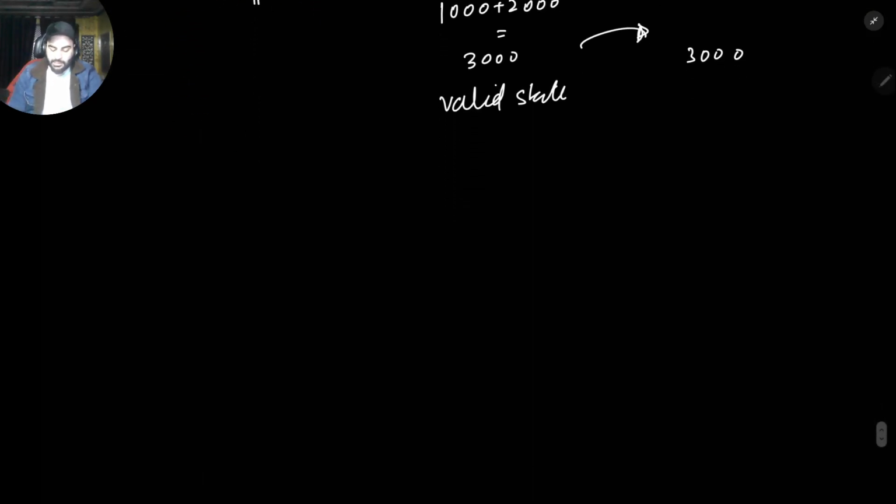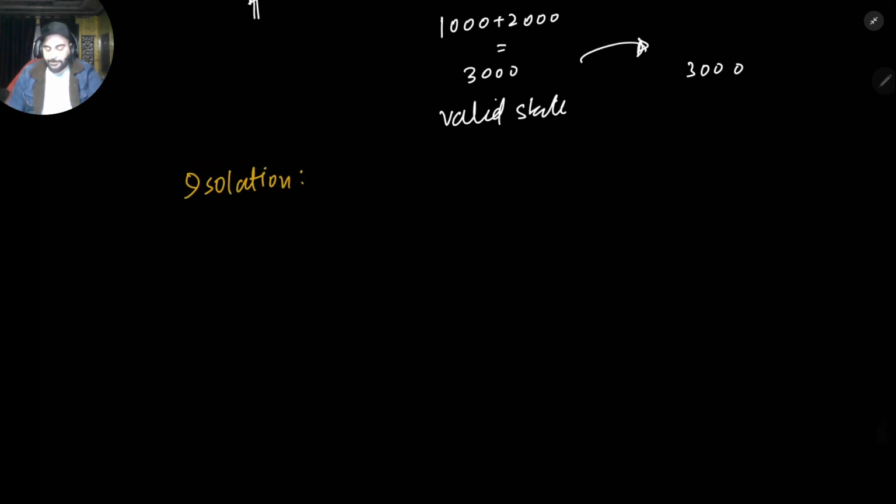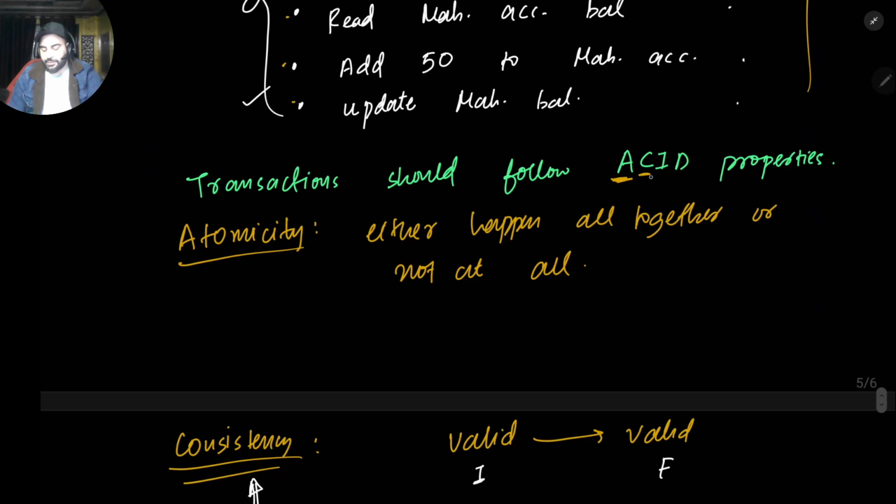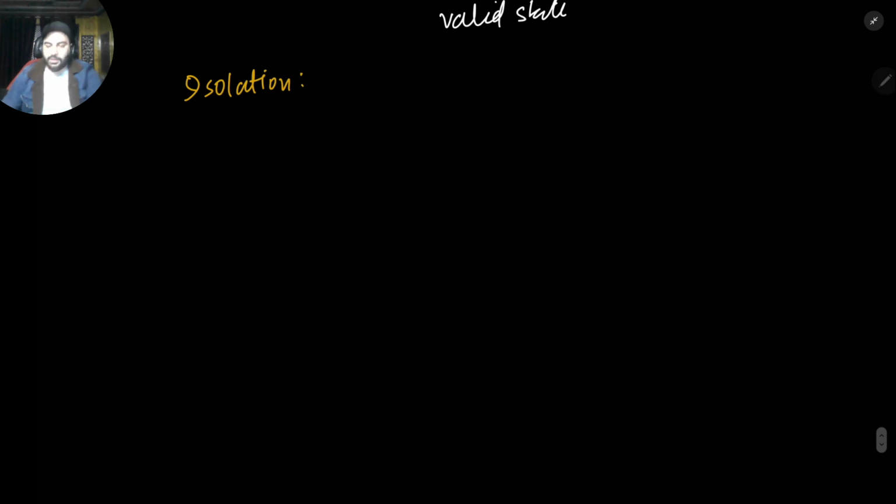Then another property is called isolation. A means atomicity, C means consistency, then I means isolation. So what is the meaning of isolation? By isolation I mean that there will be hundreds and thousands of transactions happening concurrently. When all the transactions happen, they should not affect each other. It should look like all these transactions are happening in isolation, so one does not have an effect over another.